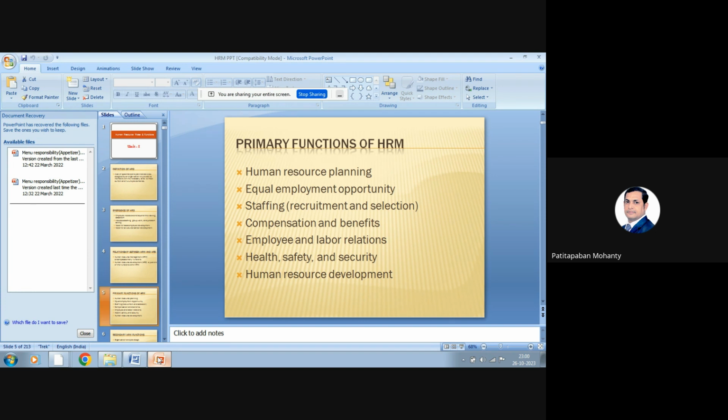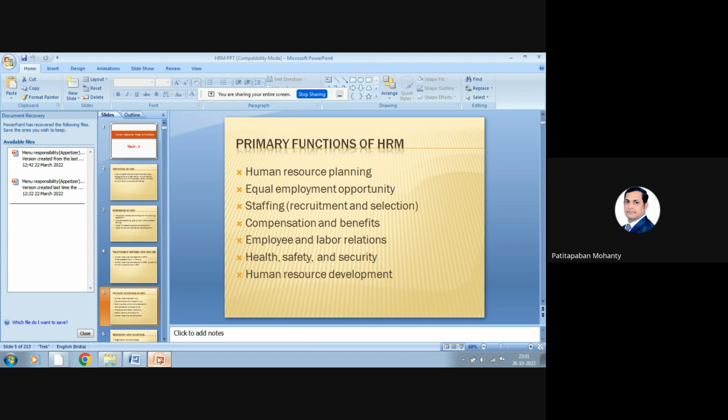Then next is staffing. As I have already told you, staffing is one of the more important functions of HRM, because without your staff, your manpower, your employees, you cannot run the show in your organization. So staffing is an extremely important process that every organization goes through. Staffing includes recruitment, selection, and many other functions involved with it.